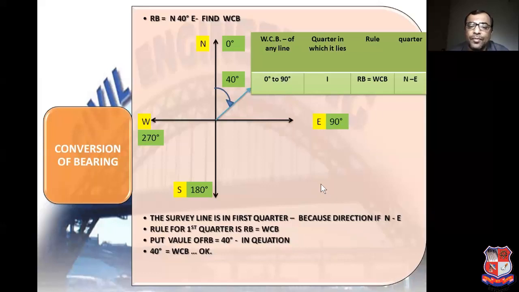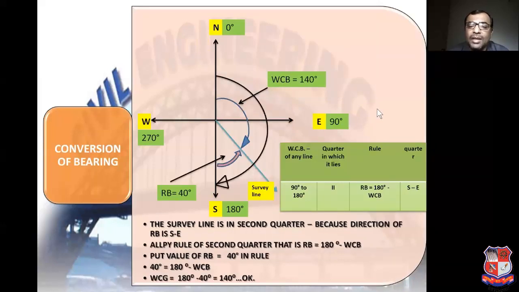Now the next case. Here the value of RB is given as south 40 degrees east. From the figure you can see this is the value of the reduced bearing, and we have to find the bearing for this survey line, that is, the value of WCB. Again I am repeating, RB is given as south 40 degrees east. We have to find the WCB of this survey line.